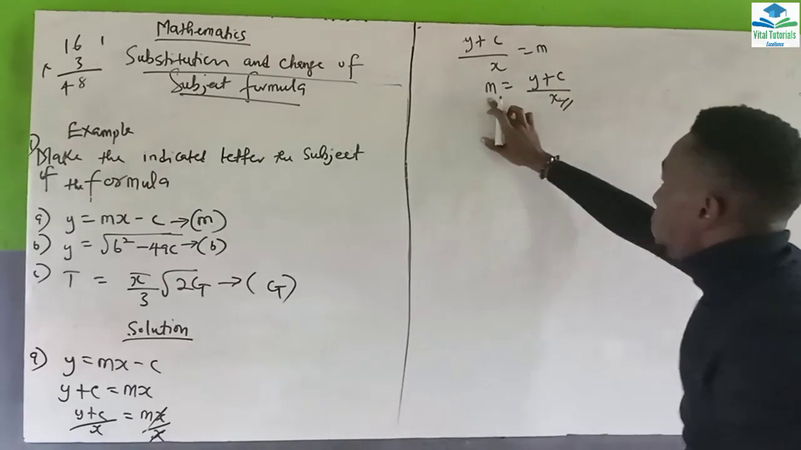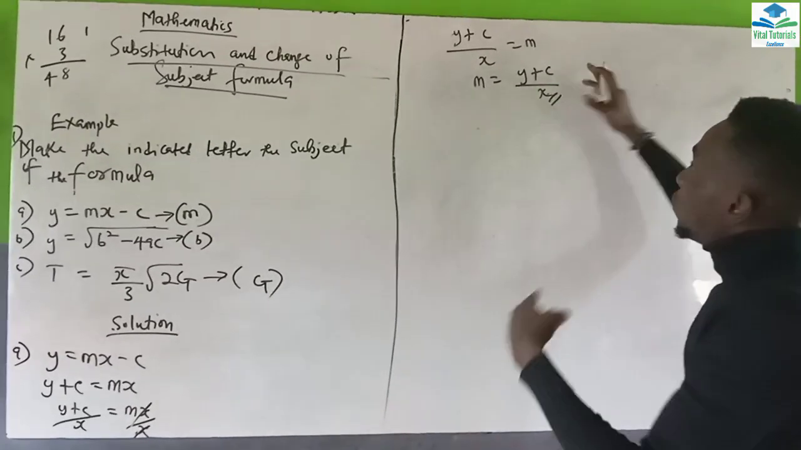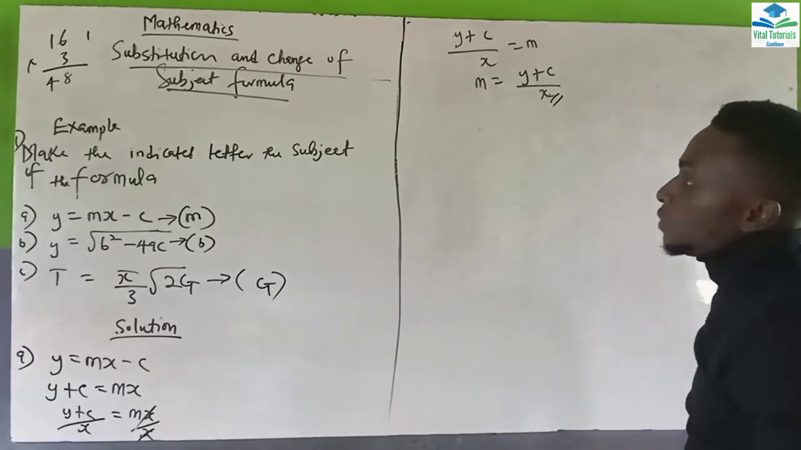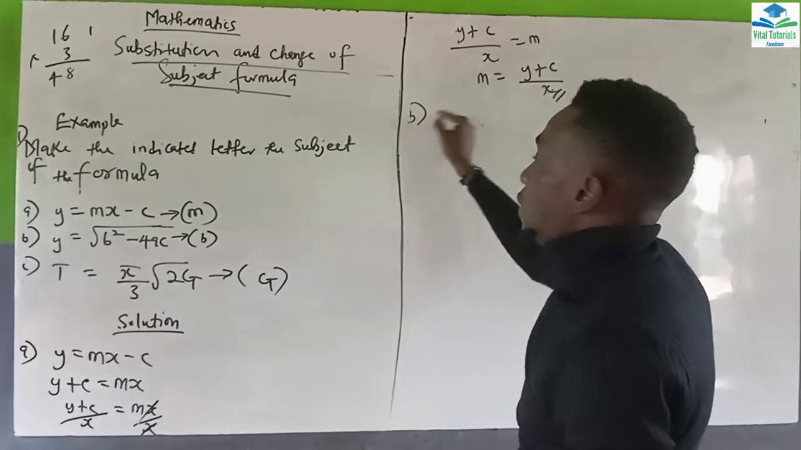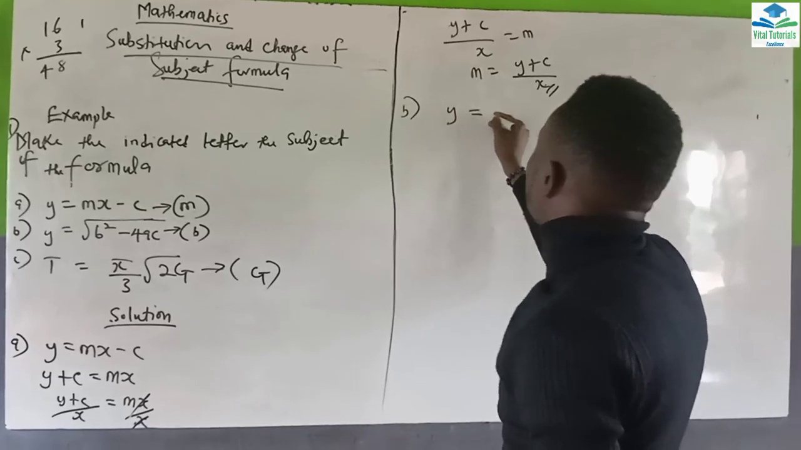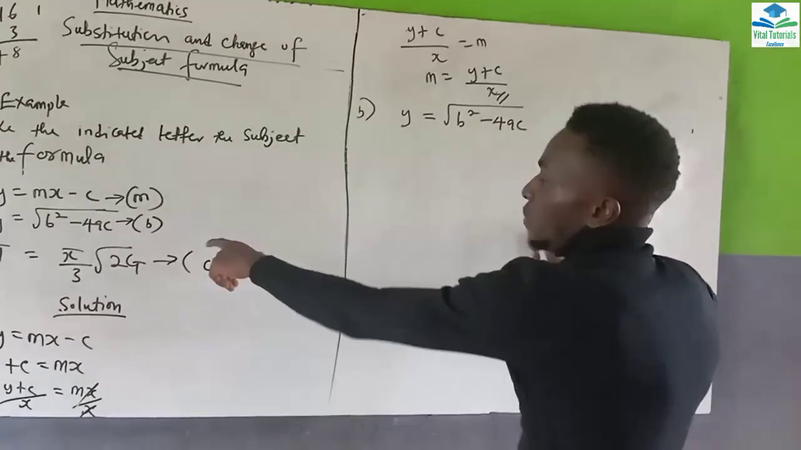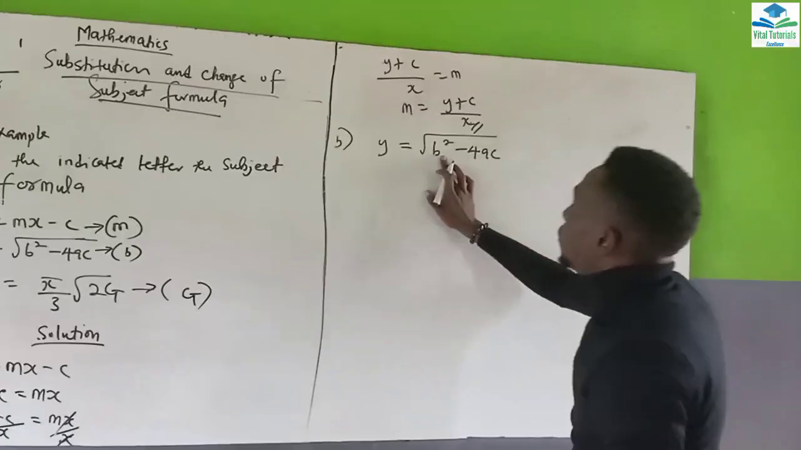This is how you do it, because m is now alone, equals all of this. You can do the same thing for c and for x, as the case may be. Now this is b. You have y equals the square root of b squared minus 4ac. You say you should make b the subject of the formula. That means let this one be alone.